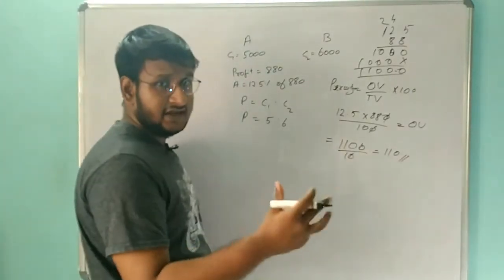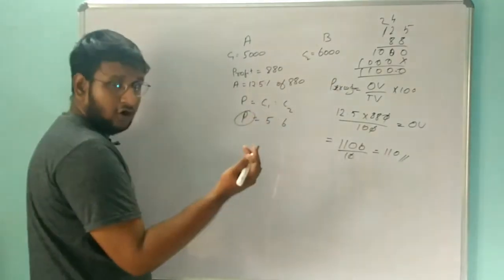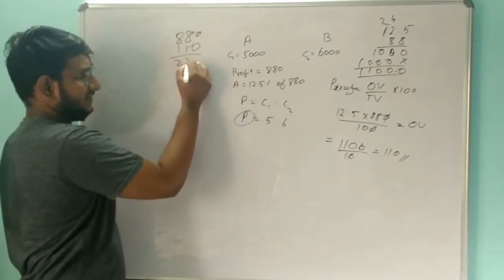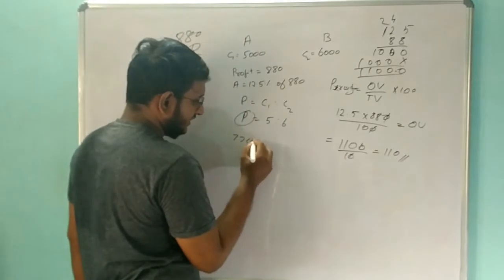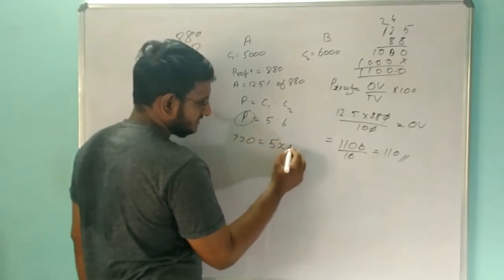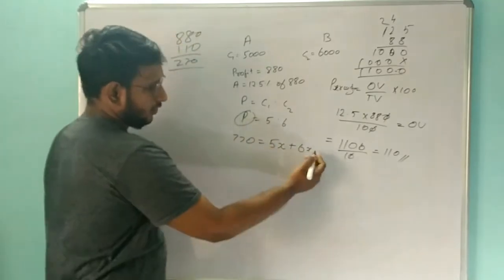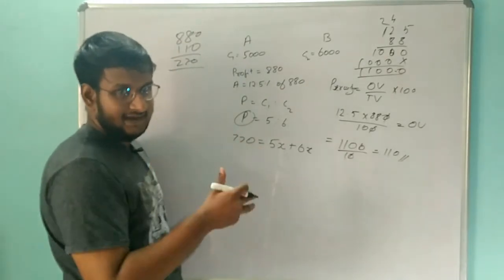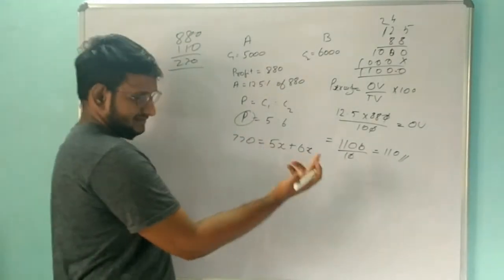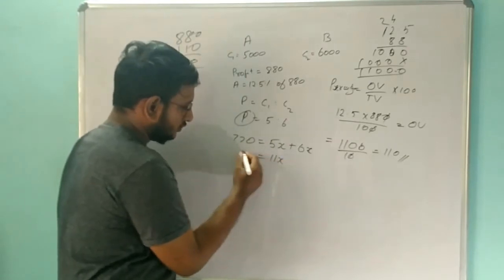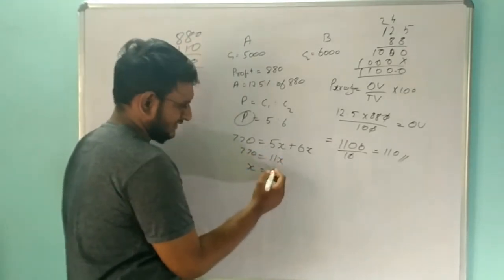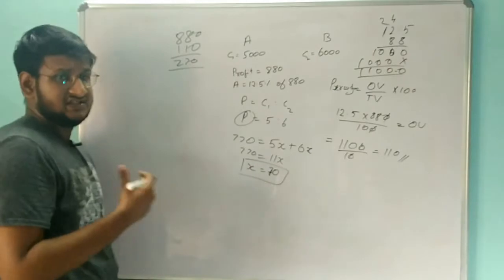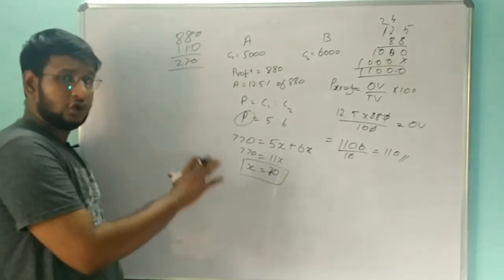So we have to deduct 110 from 880 so that we get the remaining profit. So 880 minus 110 is nothing but 770, right? So 770 is equal to 5x plus 6x, which is the ratio in which we are going to divide it. We don't know the exact value, so we are taking x as we did in the previous video, and we have to add them. So 11x is equal to 770, so x is equal to 70. 11 sevens are 77, so x is equal to 70.